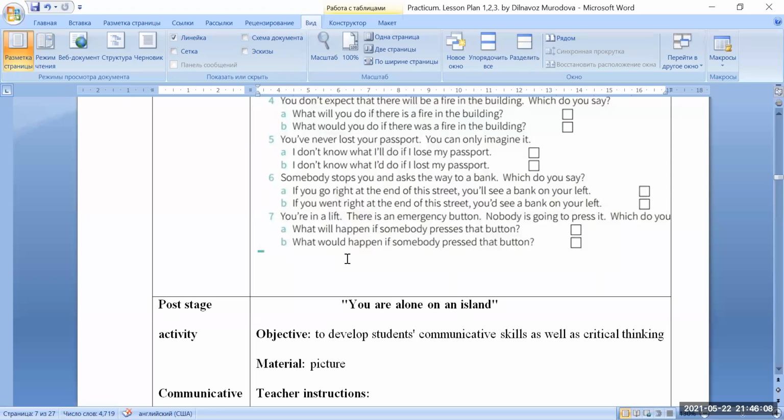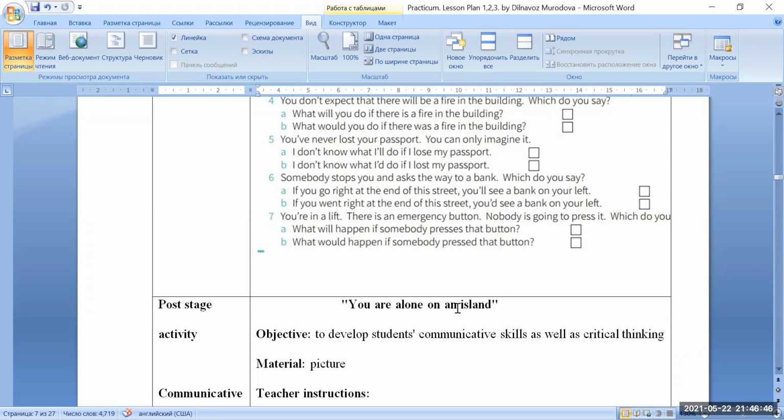And the last one. Dinara, go ahead. In the lift, there is an emergency button. Nobody is going to press it. Which do you say? A, what will happen if somebody presses that button? And B, what would happen if somebody pressed that button?